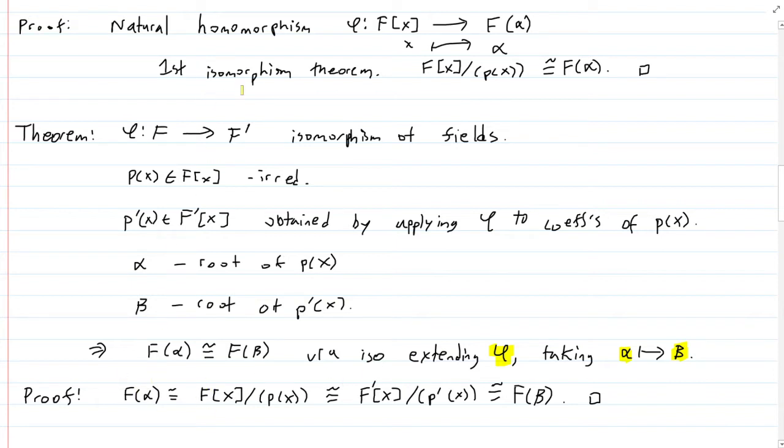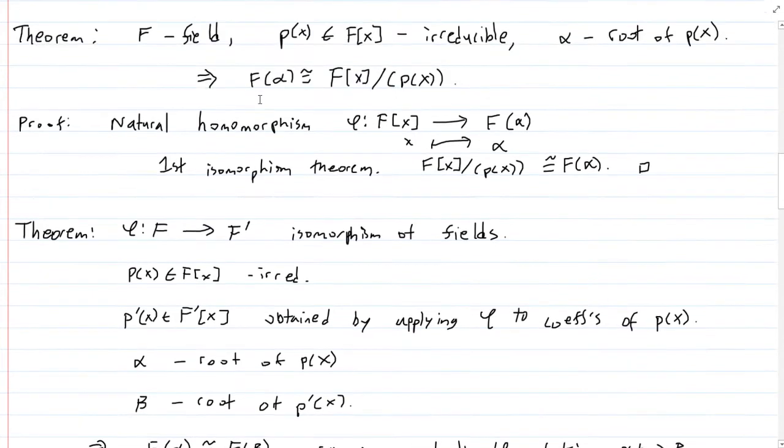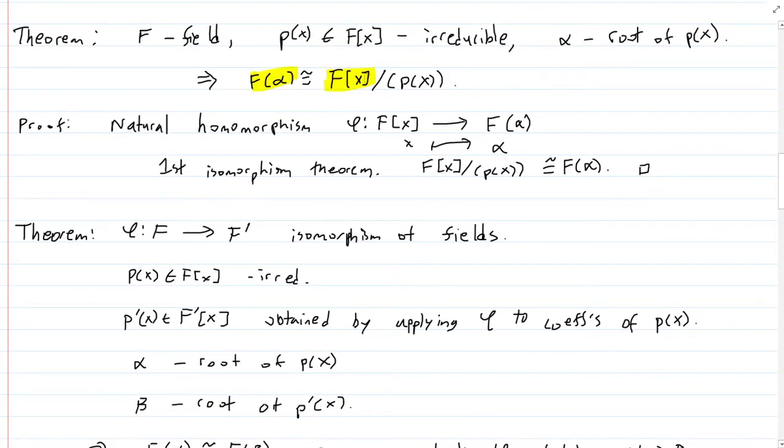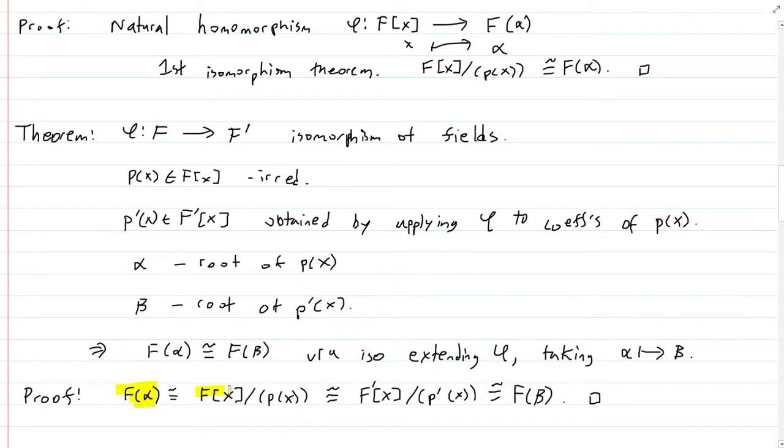And the way you prove this is by using the previous fact that we proved, that a simple extension is just the ring of polynomials modulo this irreducible polynomial. So that's F adjoin alpha is isomorphic to F[x] mod P of x. And then this is isomorphic to F prime[x] mod P prime of x. So here you take F[x] to F prime[x] with this map phi, and that takes this maximal ideal P of x to this maximal ideal P prime of x. And then here you have the isomorphism again to F prime adjoin beta.